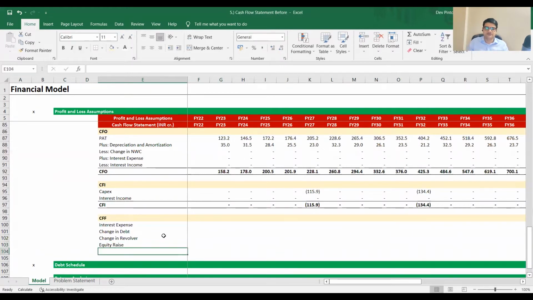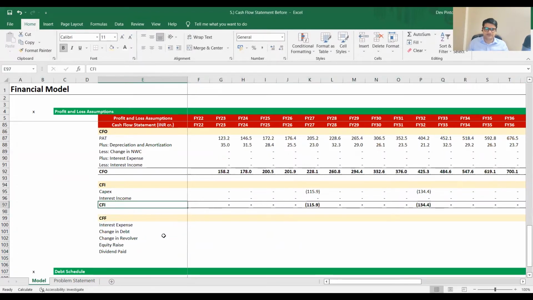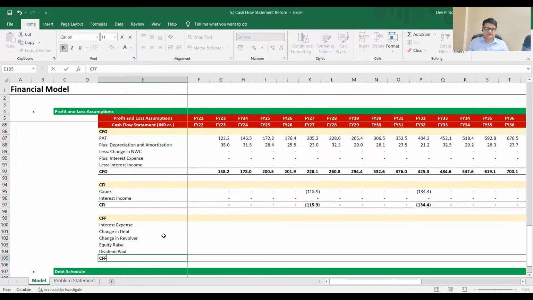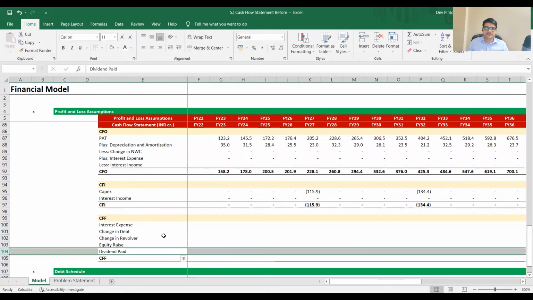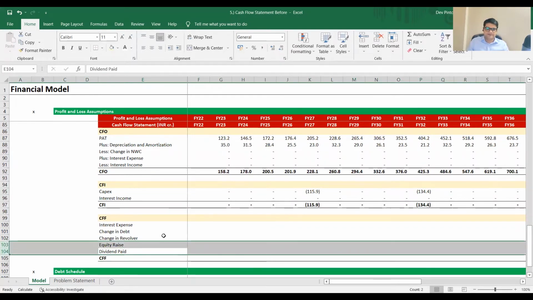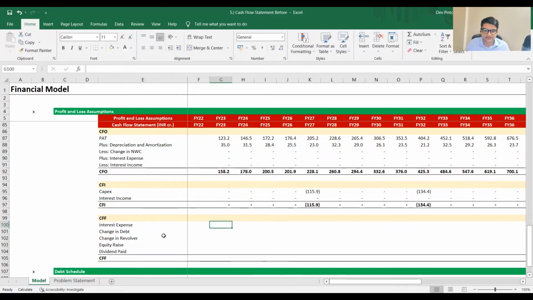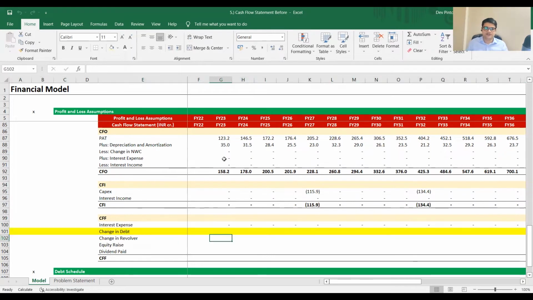If at all, we just need to provide for it. We'll have dividend paid, right? And this will give us our CFF. This will come from the debt schedule. Let's go line by line actually. So interest expense, this is a positive number. So this will have to be a number, right? So minus of this. Change in debt coming from debt schedule, change in revolver coming from debt schedule.